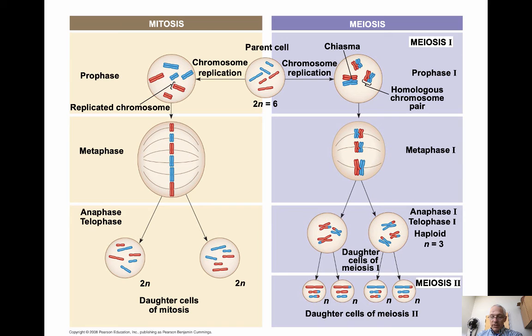Here's a nice comparison of both processes side by side. In this case, it involves a cell that has a diploid number of 6 chromosomes, so 3 pairs of homologous chromosomes, and I like the way this comparison lines them up side by side. So pause and take a look at this and see if this is making some sense for you.